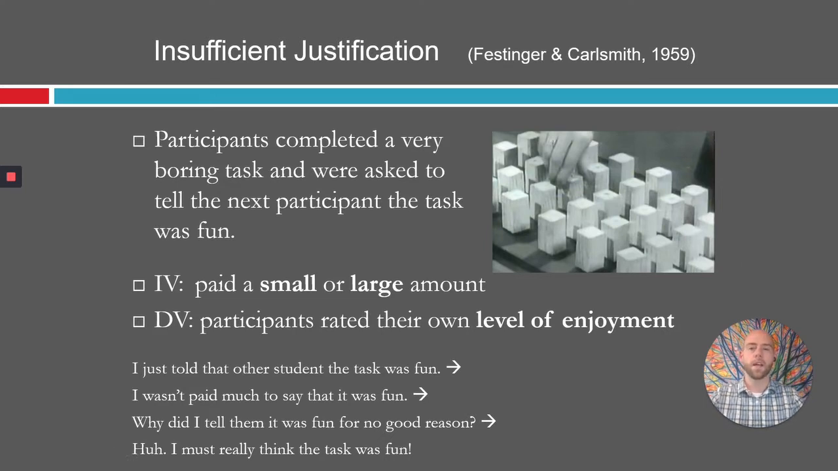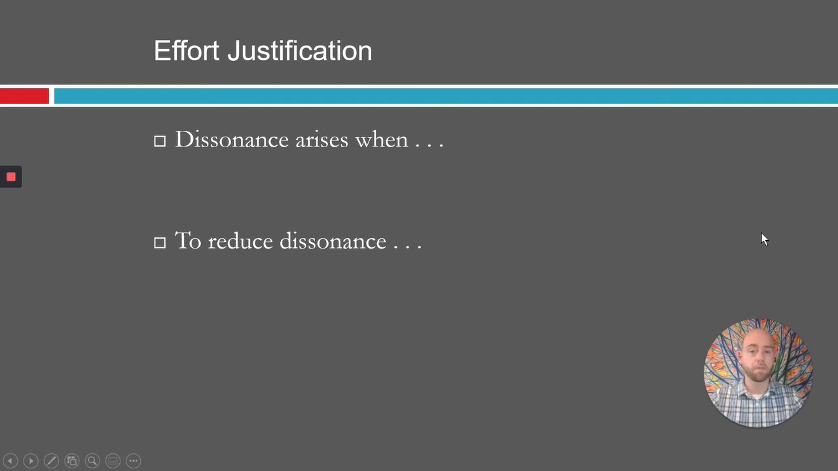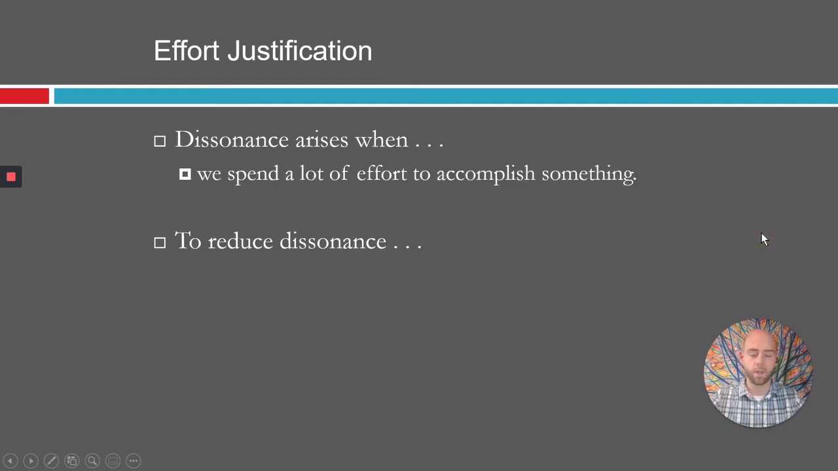So this is the classic dissonance study that people talk about, and it's a good example of insufficient justification. The next type is effort justification. This arises when we spend a lot of time or effort or resources to accomplish something. And then, that thing that you accomplish, whether it's getting a job or being part of some group like a team or a fraternity or sorority, there might be a lot of effort involved in getting into that group or accomplishing that thing.